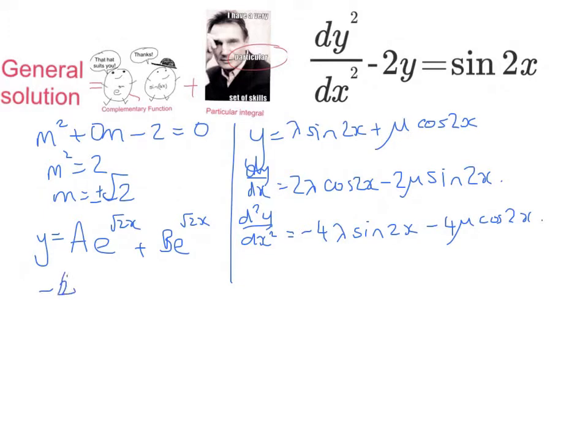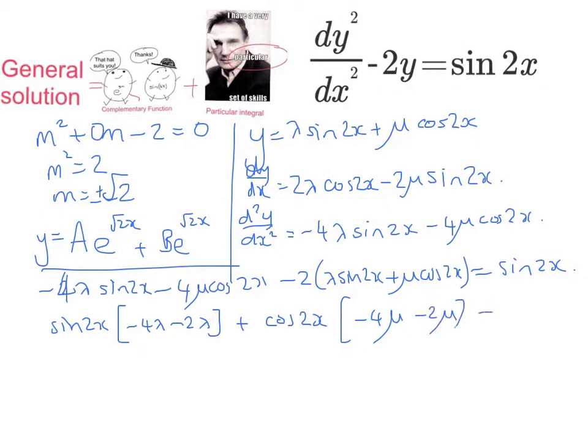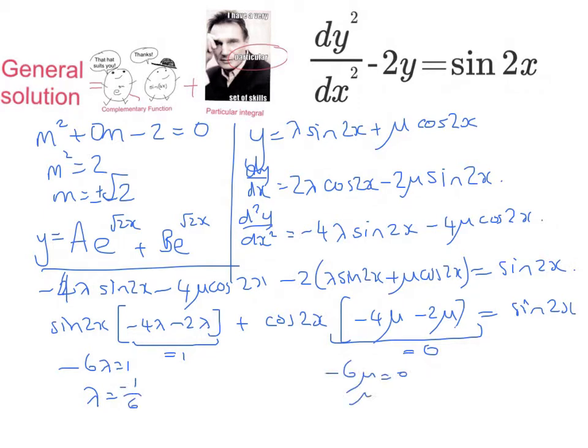I'm going to put them into the equation. We've got the second derivative, minus 4 lambda sine 2x minus 4 mu cos 2x, minus 2 lots of the original function, lambda sine 2x plus mu cos 2x, and I need this to equal sine 2x. Let's tidy it up. How much sine 2x have I got? Minus 4 lambda, minus 2 lambda. And how much cos 2x have I got? Minus 4 mu, minus 2 mu equals sine 2x. So I need this bit, minus 4 lambda minus 2 lambda, to equal 1, so that I've got 1 sine 2x, and I need this bit here to equal 0, so that I've got no cos 2x's on the right. So minus 6 lambda is 1, so lambda must be minus 1 sixth, and minus 6 mu equals 0, so mu must equal 0.